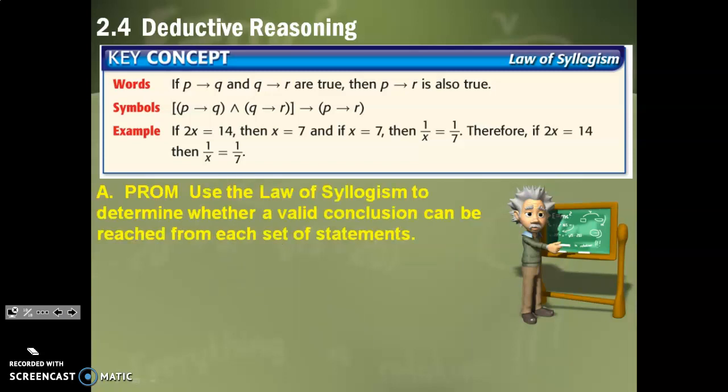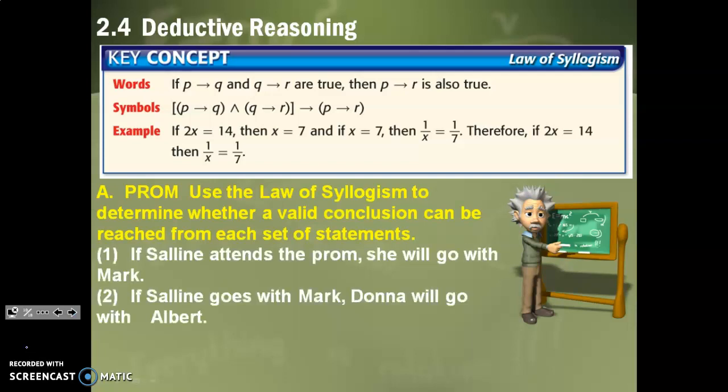So if we take a look at this one, prom, and sometimes you might not make a true statement or not, but here in this case, if Selena attends prom, then she'll go with Mark. If Selena goes with Mark, then Donna will go with Albert. So if Selena attends prom, this is our P statement, then she'll go with Mark. Well, if Selena goes with Mark, that's our Q, then Donna is going to go with Albert, and this is an R statement.